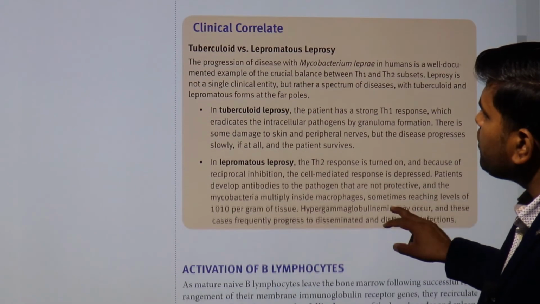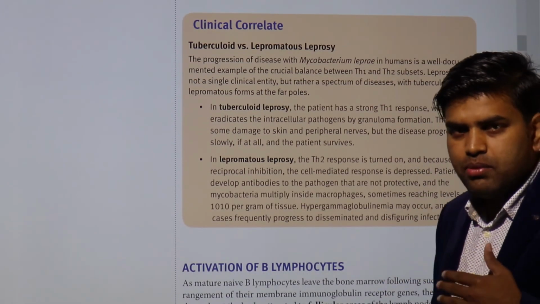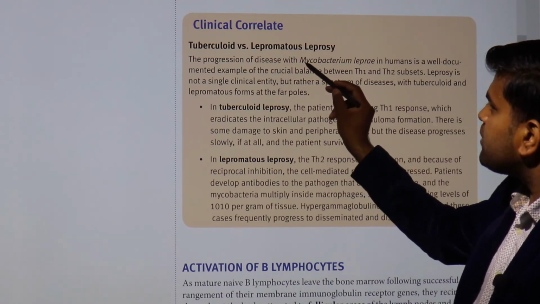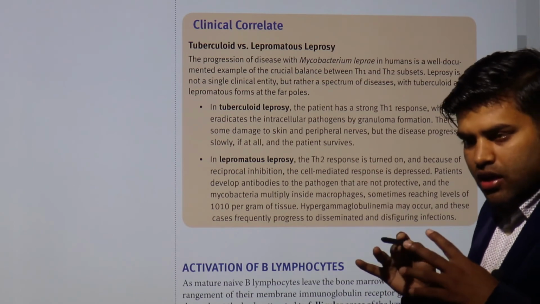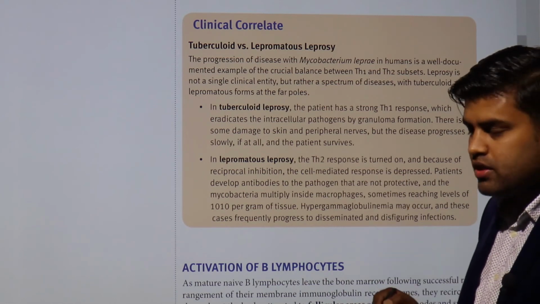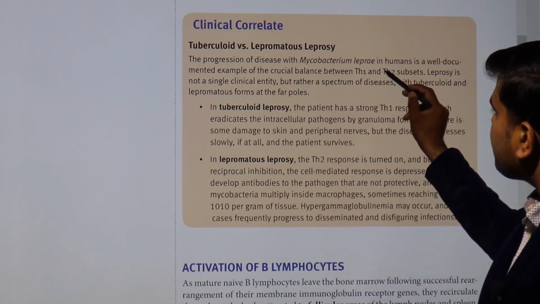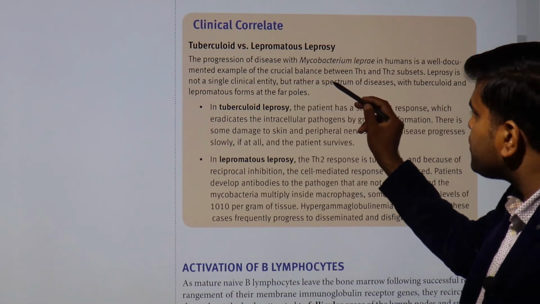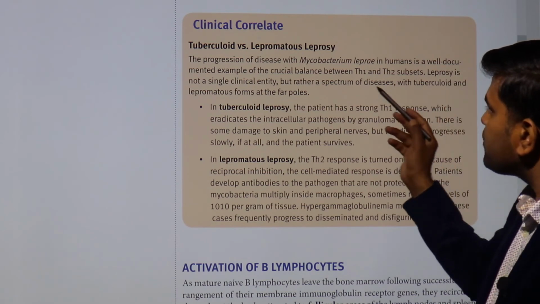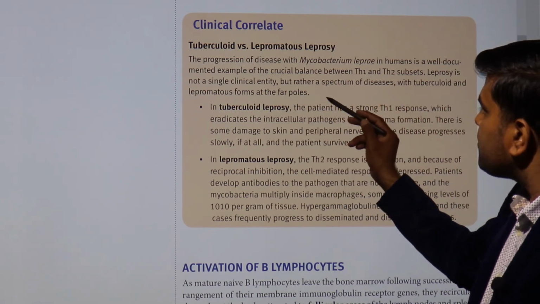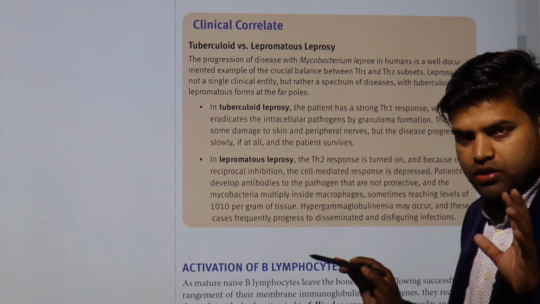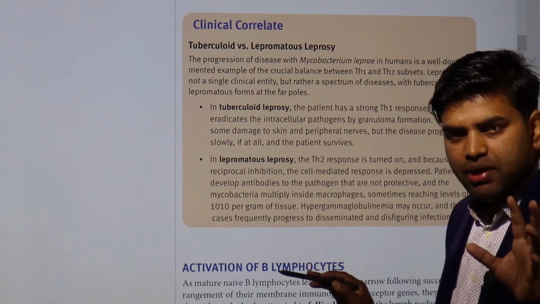Now, talking about the clinical correlation of this TH1 and TH2 arm, if you know about leprosy, the oldest disease, Hansen's disease, there is tuberculoid versus lepromatous leprosy, the initial form and the advanced stage. The initial is tuberculoid, the advanced is lepromatous leprosy. The progression of disease with Mycobacterium leprae in humans is a well documented example of the crucial balance between TH1 and TH2 arms. So, one is cell mediated, another is antibody dependent. Leprosy is not a single clinical entity, but rather a spectrum of disease with tuberculoid and lepromatous forms at the far poles. So at the two ends, one is the initial stage, one is the advanced stage.